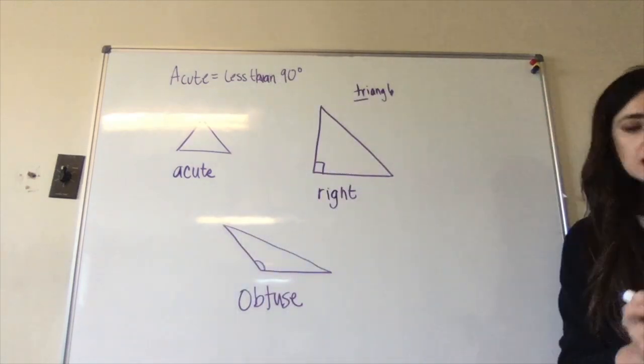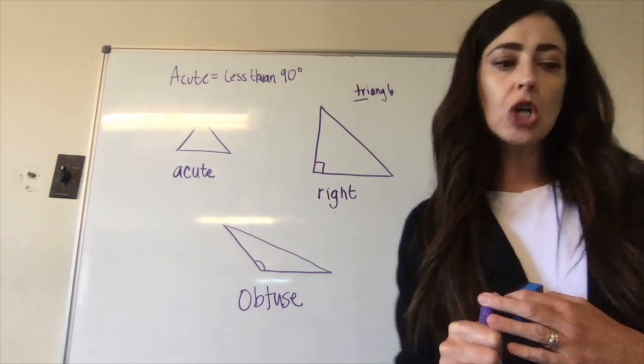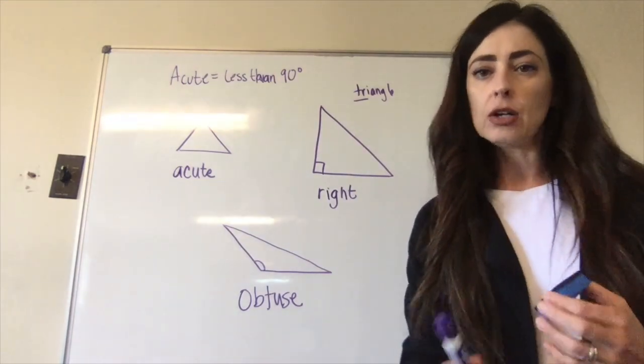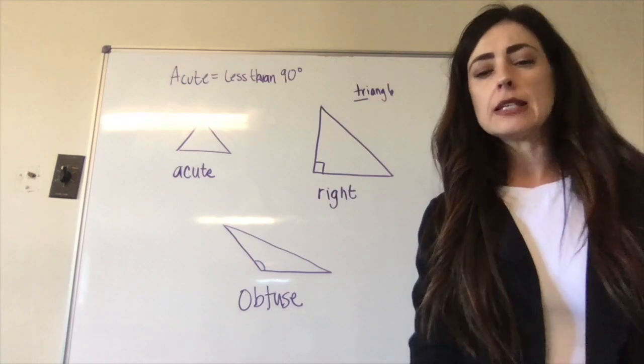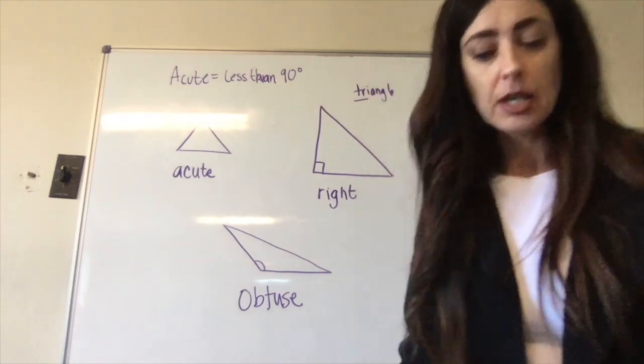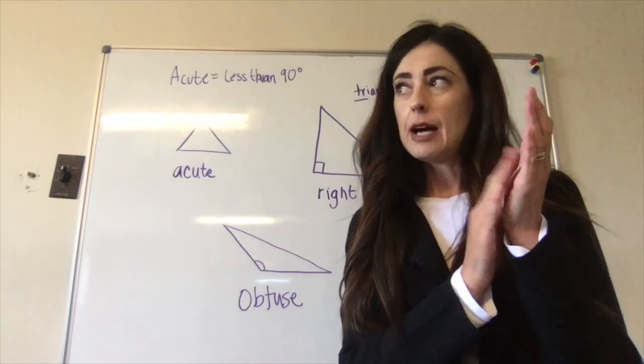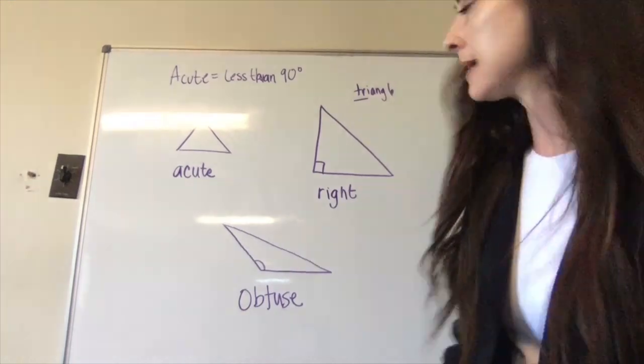All right, so these are the classifications of your 3 types of triangle by angle. So if you see on a standardized test, which congratulations, you won't have this year because of the coronavirus. They've canceled those. So let's just clap for that. No one likes those standardized tests.